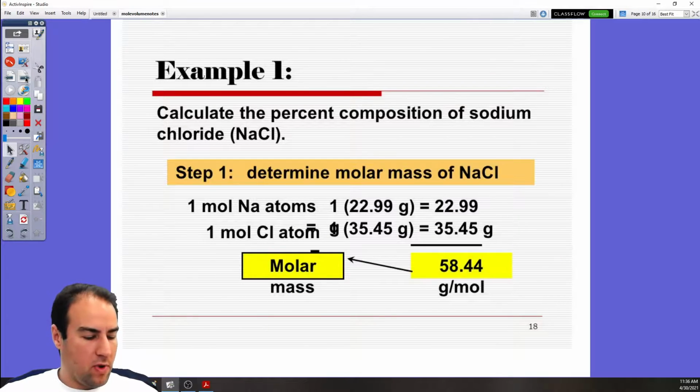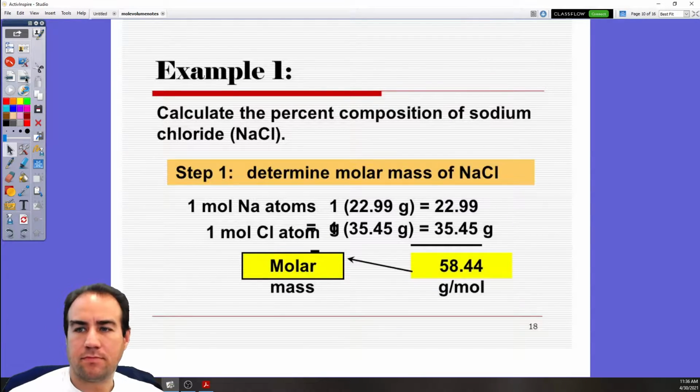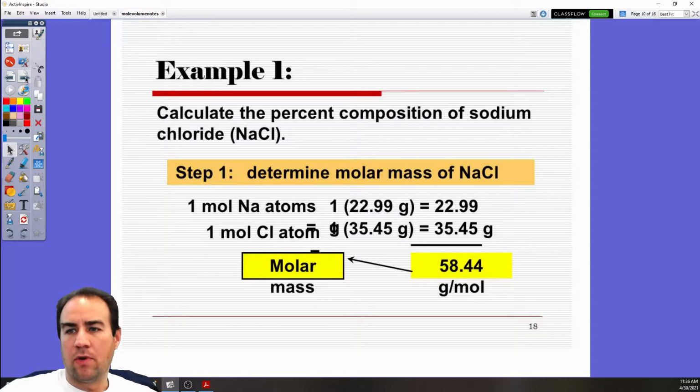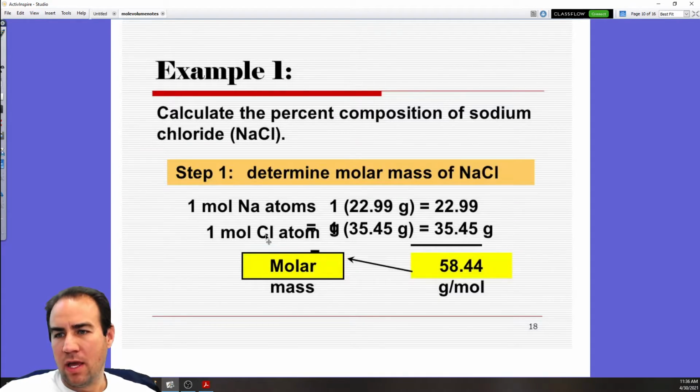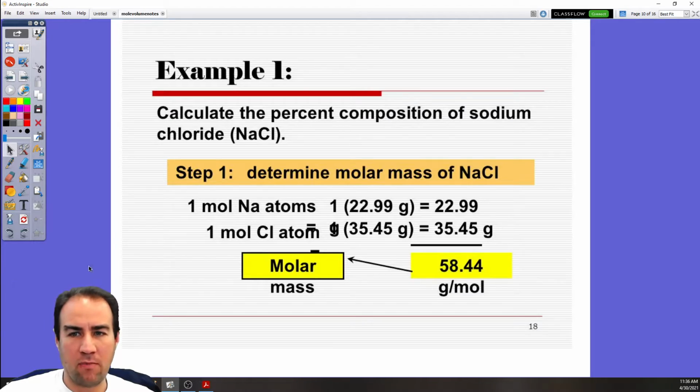Here we just have sodium chloride. Calculate the percent composition for each of those elements. It's made up of 1 sodium and 1 chlorine. And so we have 1 mole of sodium atoms is 22.99 grams. And where do you get that from?